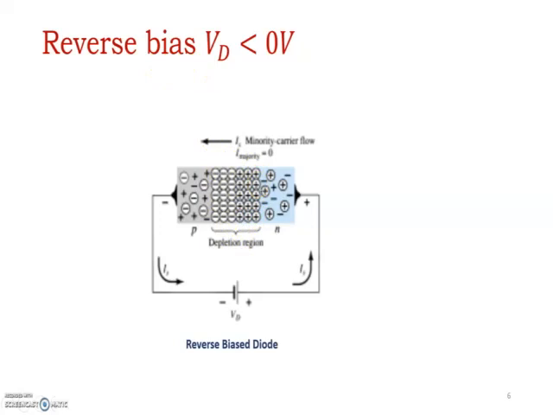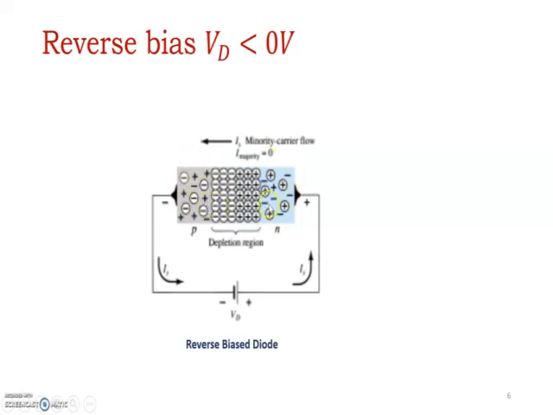So we can also observe one thing. During reverse bias, only the minority carriers will be flowing. What is a minority carrier? I have already said that in the N side, holes are the minority. In the P side, electrons are the minority.